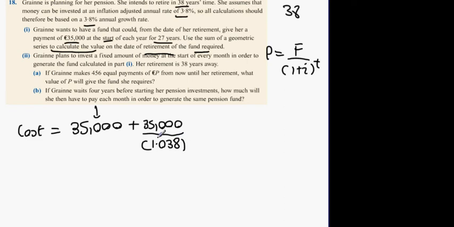So we're going to divide it by 1.038 to the power of 1. The third one is the start of year 3, and that's going to be in 2 years' time, which is over 1.038 to the power of 2. We continue this series on until we have the start of year 38. Now, the start of year 38.